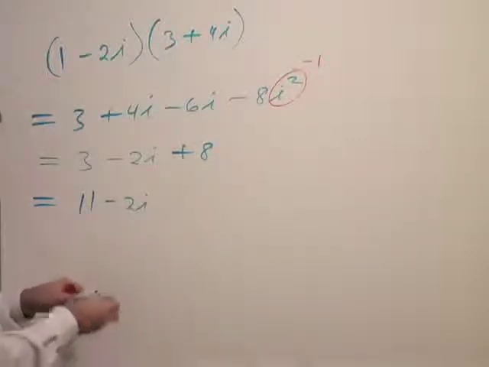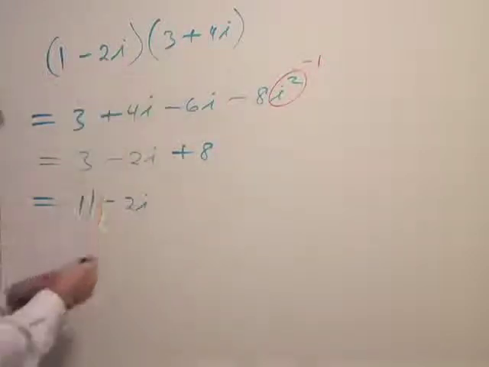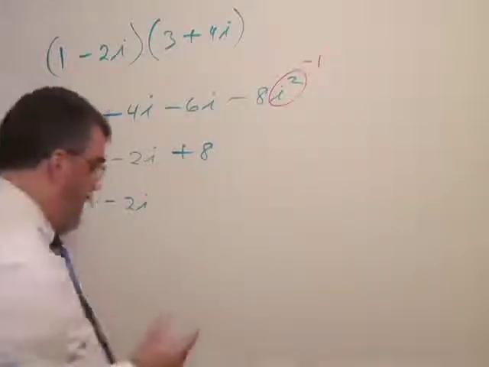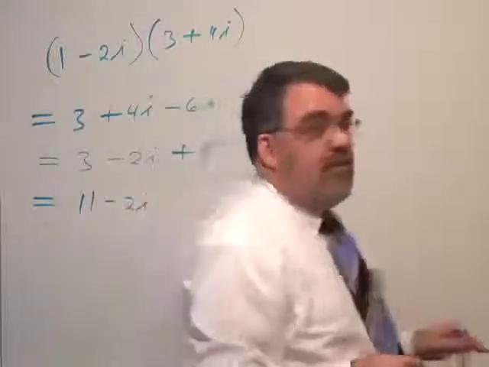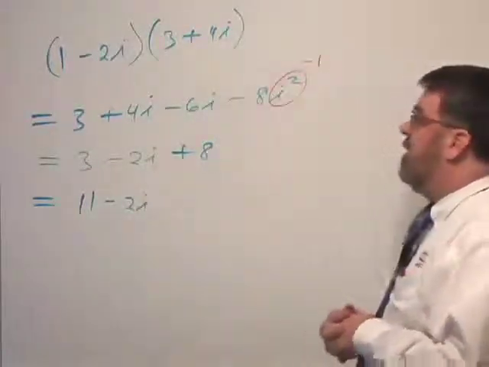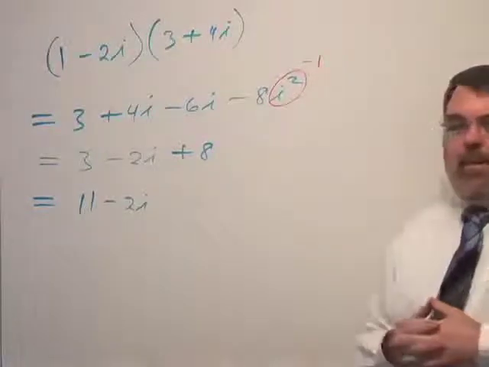All right, so we started with a multiplication of two complex numbers. We ended up with a complex number. And that's the way it goes. Multiply two complex numbers, you get a complex number. And so it's very straightforward there.